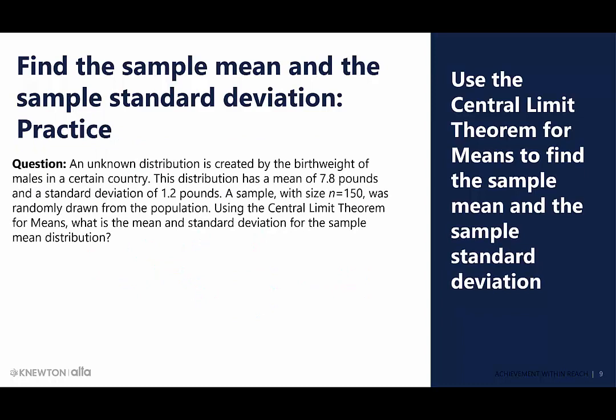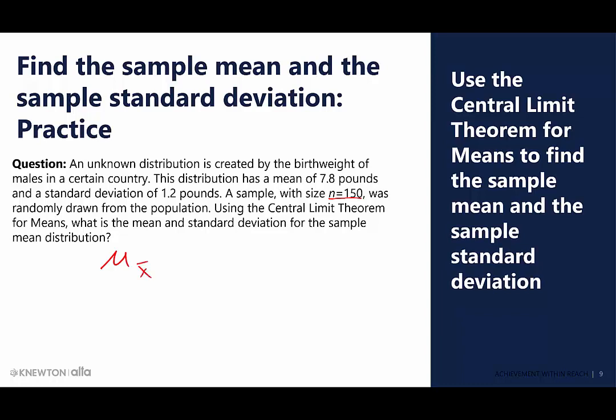All right, similar question here. We have an unknown distribution, and this is the birth weight of males in a certain country. The distribution has a mean of 7.8 pounds and a standard deviation of 1.2 pounds. We've got a sample with size n equals 150. So right there we can apply the central limit theorem for sample means. We are big enough. The sample of size 150 was randomly drawn from the population. Using the central limit theorem for means, what is the mean and standard deviation for the sample mean distribution?